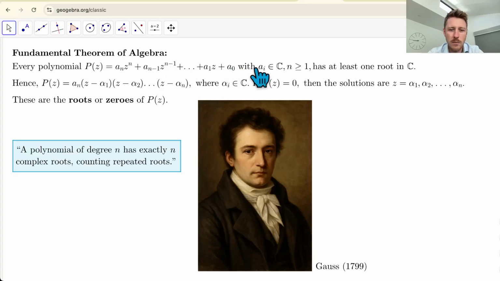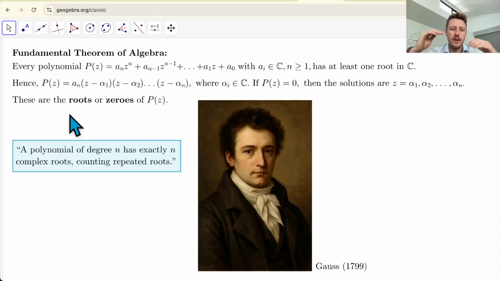Your polynomial is going to be able to be expressed as a sub n, z minus alpha 1, where alpha 1 is a solution, z minus alpha 2 is a solution, all the way up to z minus alpha sub n. And so you can see that if p of z equals 0, then the solutions are alpha sub 1, alpha sub 2, all the way up to alpha sub n. These are known as roots or zeros of p of z.